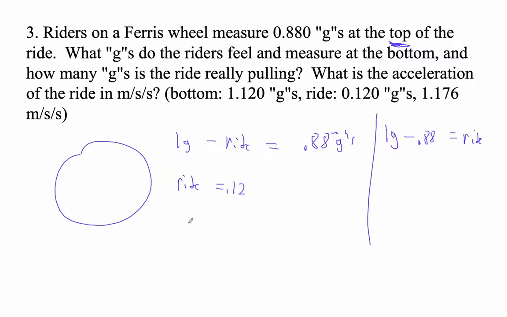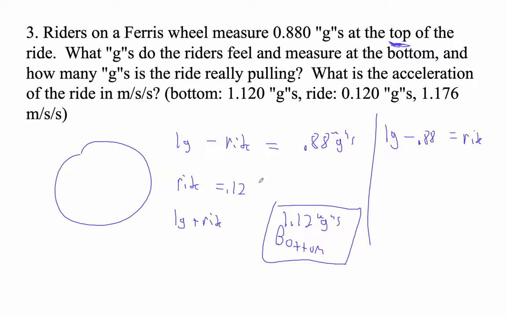Okay, so the ride is 0.12, and then at the bottom it's 1g plus the ride. So you'd feel 1.12 g's. Okay, so this is the bottom. This is what the ride is in g's, right?